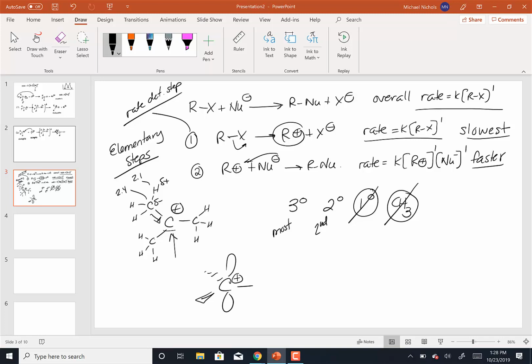We'll talk about radicals later. Maybe we'll get to radicals by the end of the semester. Radicals have 1 unpaired electron in the p orbital. But this has nothing. Why is that important?